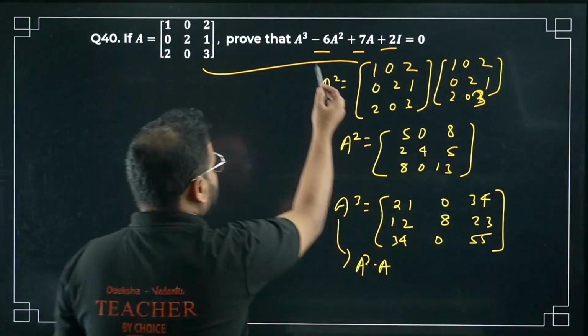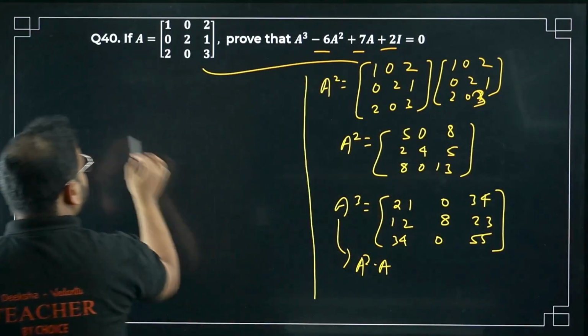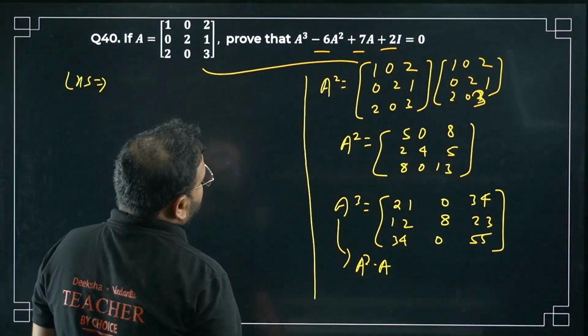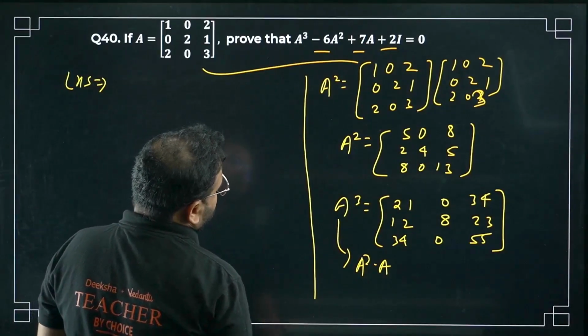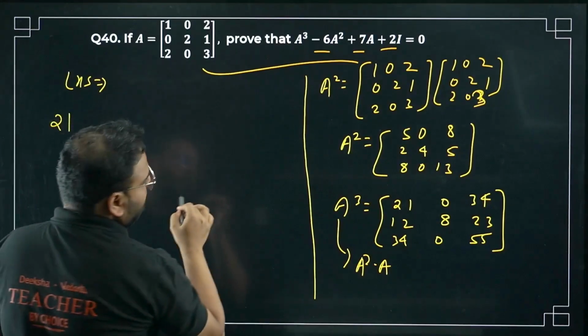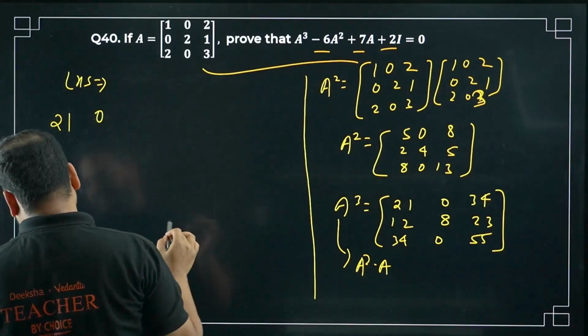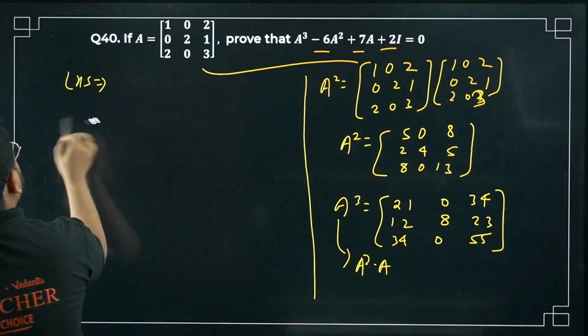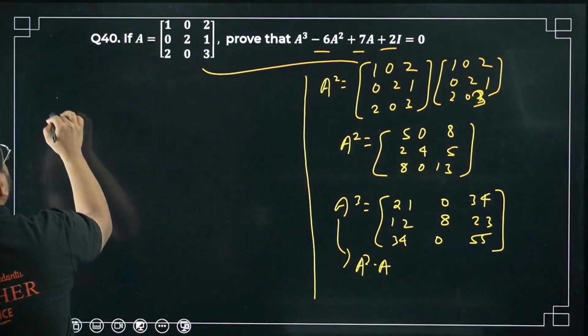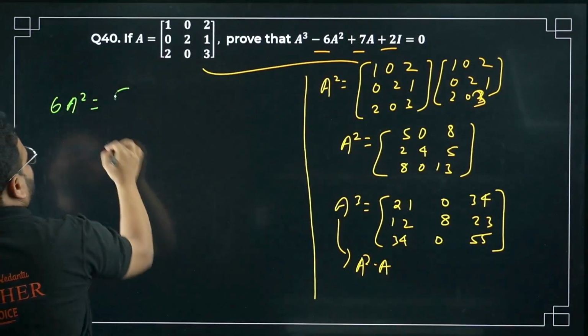Now let's verify this equation they have given. Let's take LHS first. What do we have for LHS? We have A cube minus 6A square. Let's make our life a little simpler by finding 6A square first.